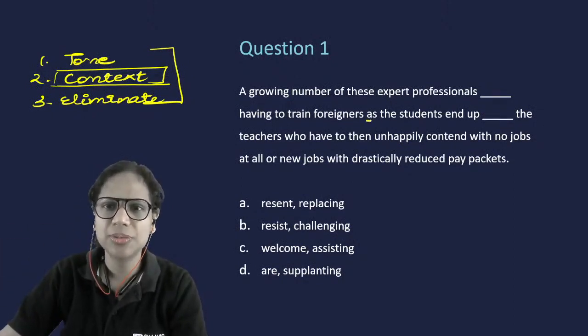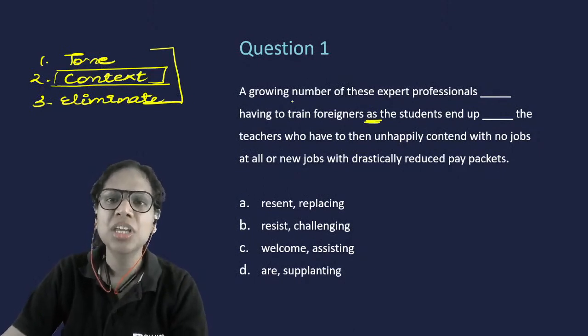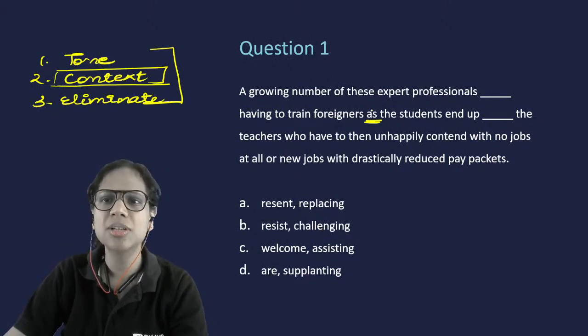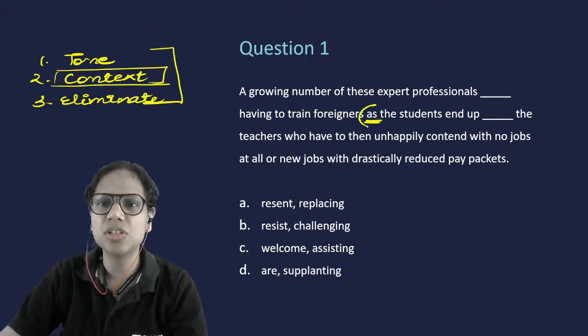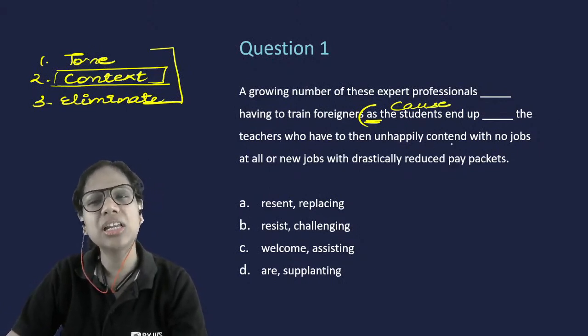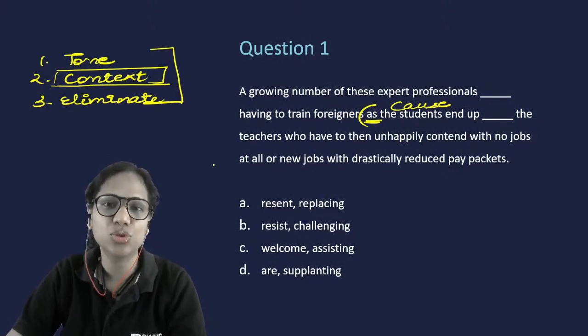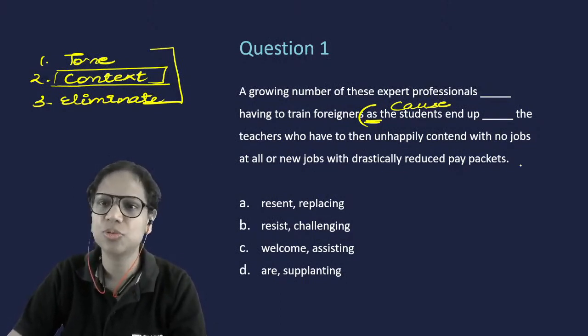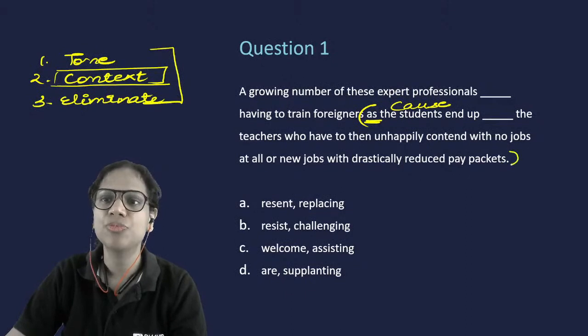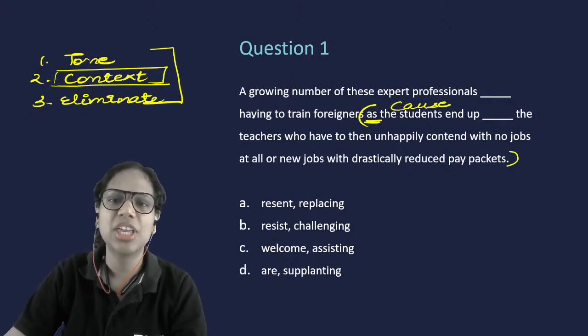So, if you see this, there's an 'as' here. A growing number of these expert professionals dash having to train foreigners as the students end up dash. So, this part here is the cause. As the students end up dash, the teachers have to then unhappily contend with no jobs at all or new jobs with drastically reduced pay packets. So, this is the cause and this is the effect.